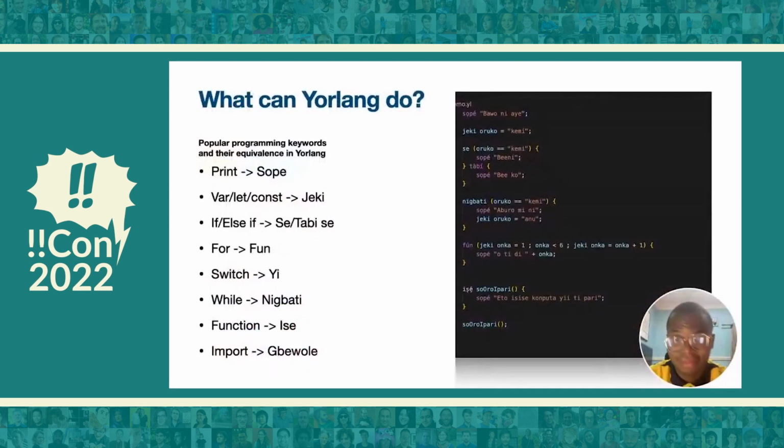What can Yolang do? Yolang can't do much, but it is designed to write small programs that can run on the CLI using the Yoruba language constructs. Here are some popular programming keywords and their equivalents in Yolang. The equivalent for the print statement in Yolang is Sokwe, for variable declaration is Jerky, for conditional statements is She or Tabishe, for the for loop is Fun, for the switch statement is G, for while is Nigbati, for function it is She, and for import, it is Biwali.